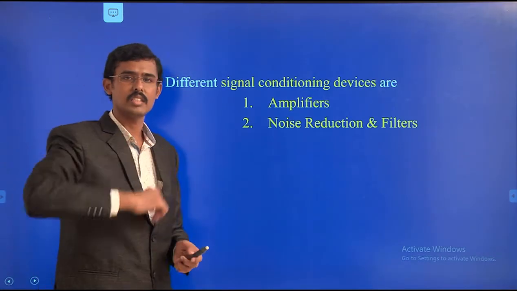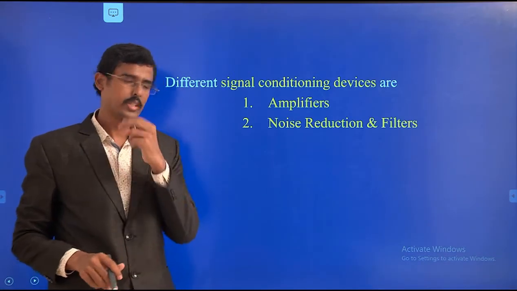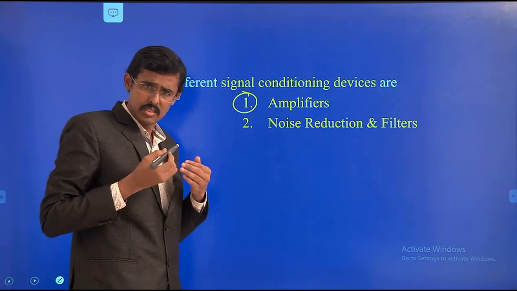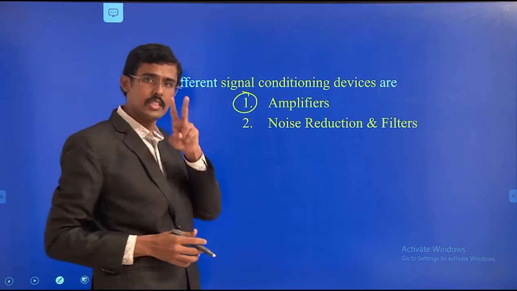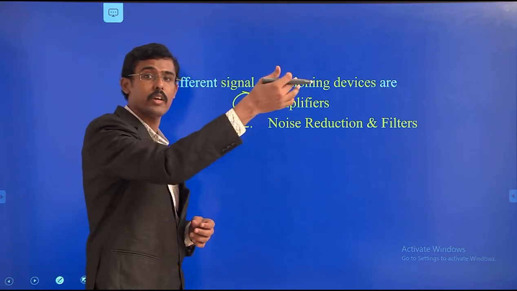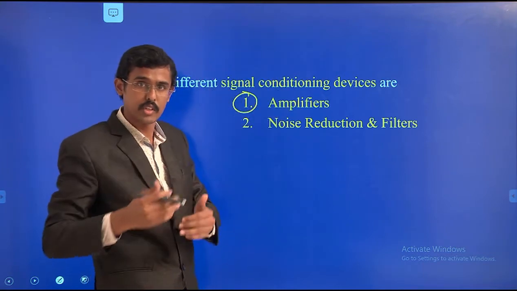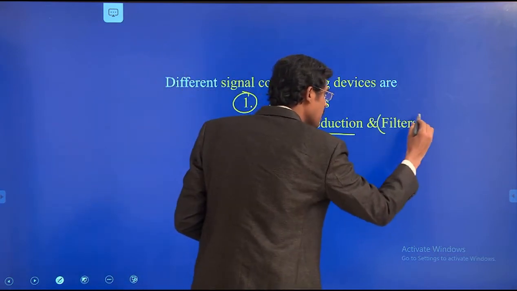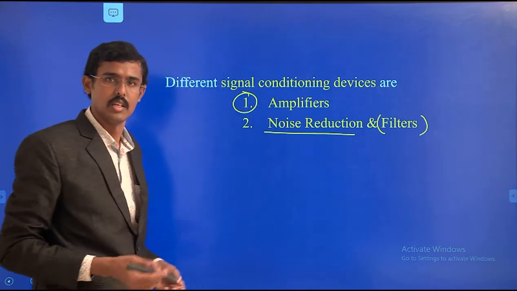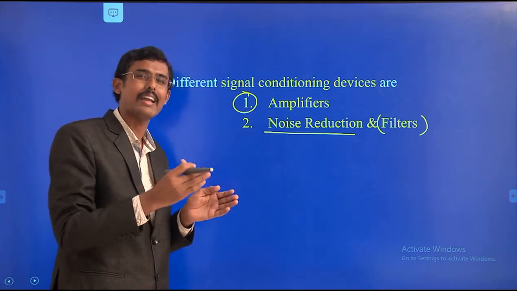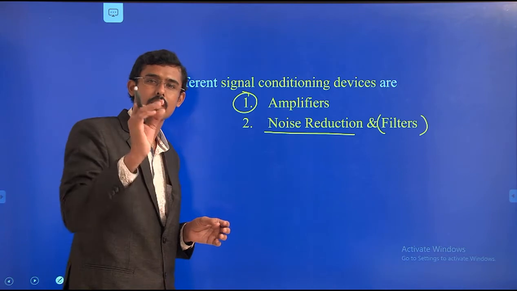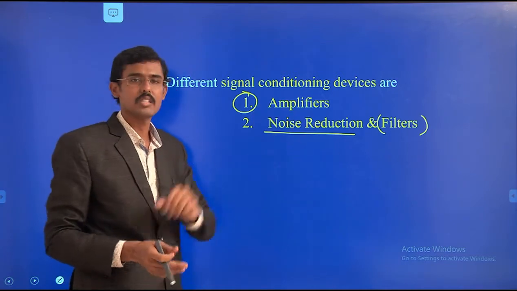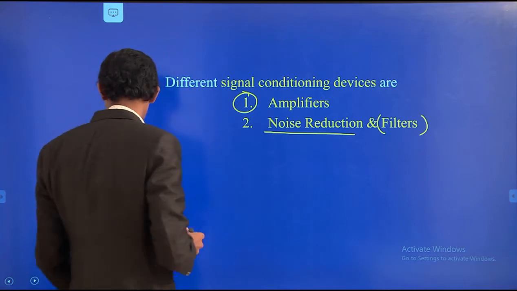I am dividing signal conditioning into two sectors. Number one is the amplifier, for signals that need to be amplified. The second one is for signals with a lot of noise, which need to be made noise free. There I am using noise reduction, and the word filters. Some filters we will see, where the band to be skipped out and the band to be kept are defined. So amplifiers and noise reduction filters come under the signal conditioning part.